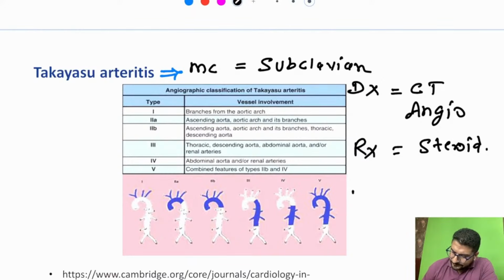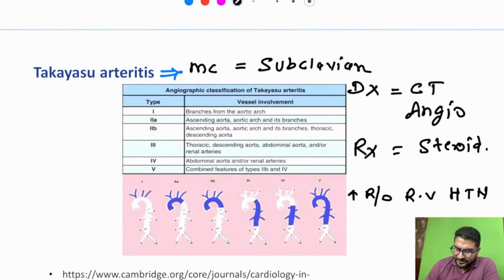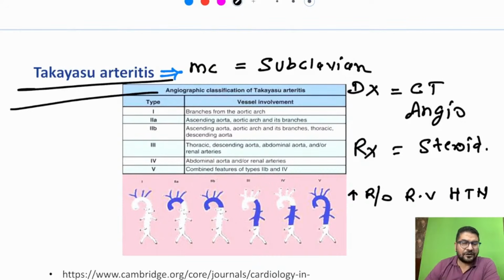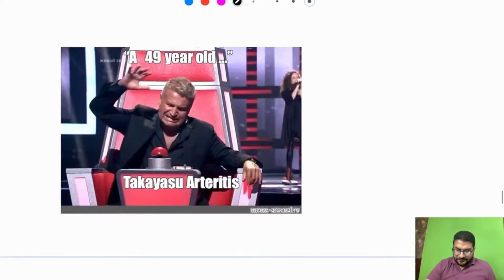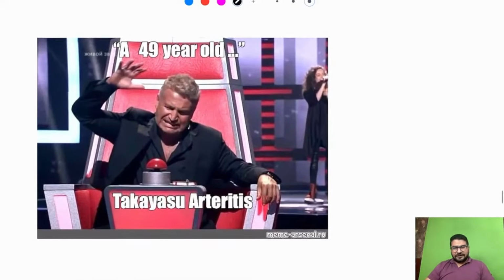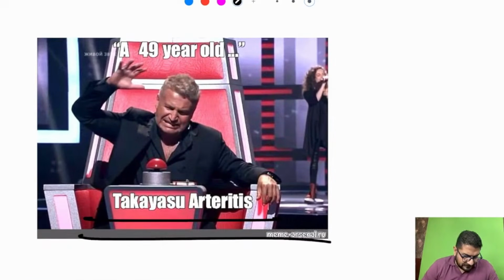Lastly, I can say Takayasu will increase the risk of renovascular hypertension. Renovascular hypertension is something very commonly seen in Asian people. It is one of the common causes of renovascular hypertension in young patients, and the patient will generally be less than 45. So mostly you will see the patient is less than 50 years old. So in an MCQ, if you are given an age less than 50, what buzzer do you press? If it is less than 49, it is Takayasu. Is it clear? CTA is CT angiography.